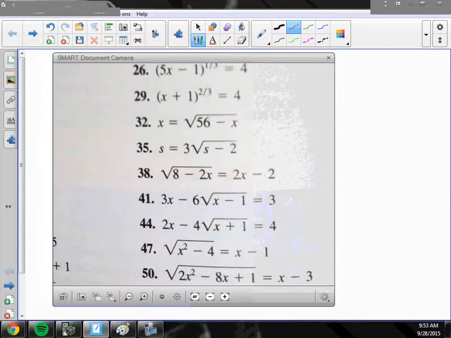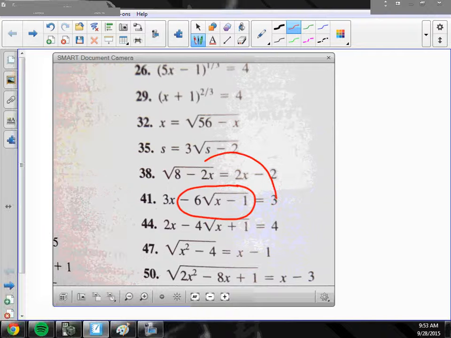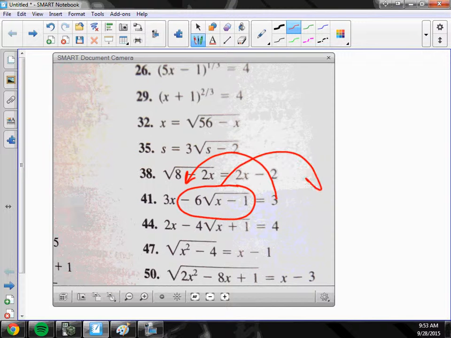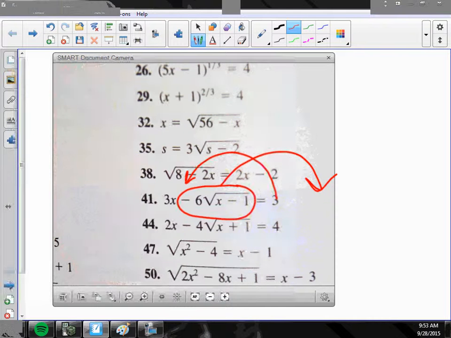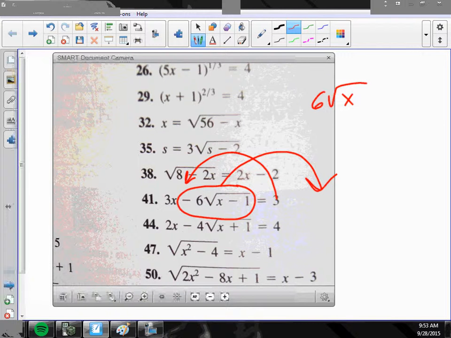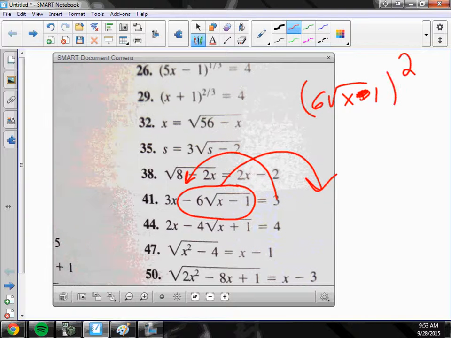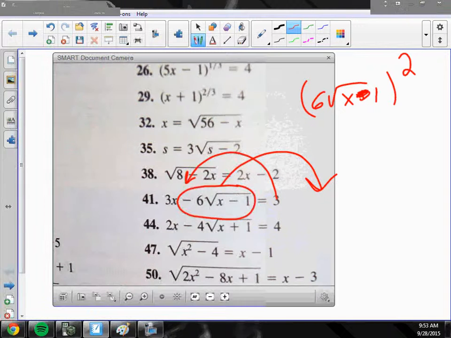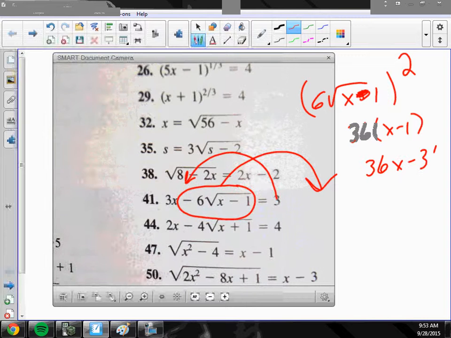And I would prefer for this to be positive. So I would move the 3 over there and move this over there and then square both sides. How do you square 6 square root of x minus 1? What is 6 square root of x minus 1 squared? It's going to be 36 times x minus 1, so 36x minus 36.